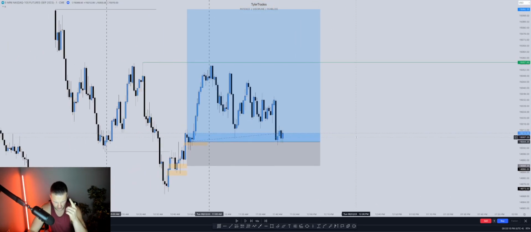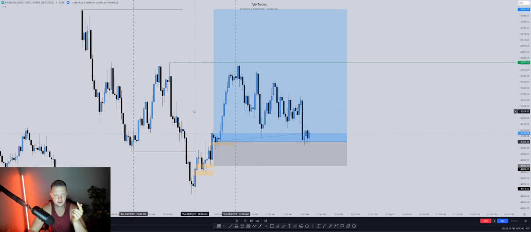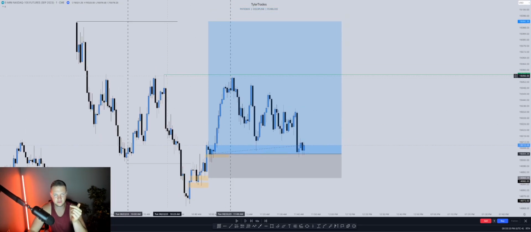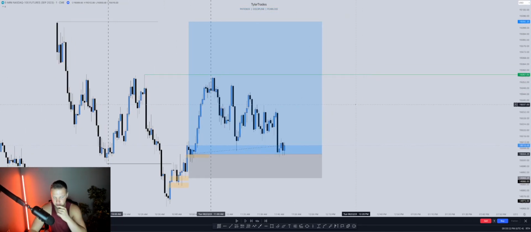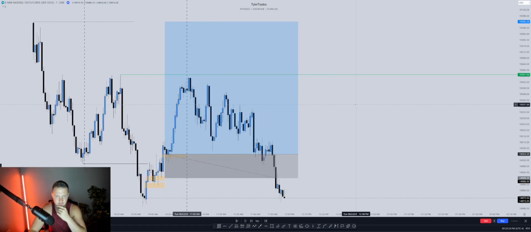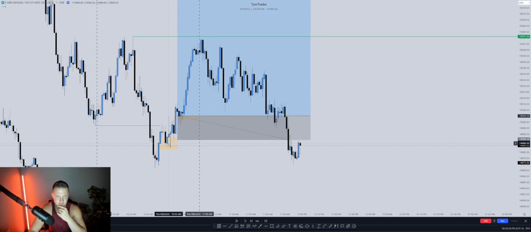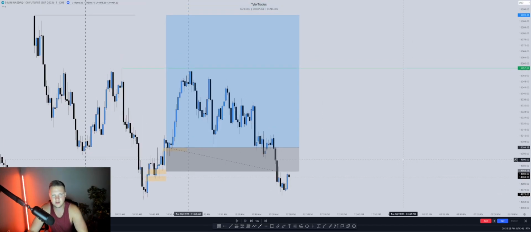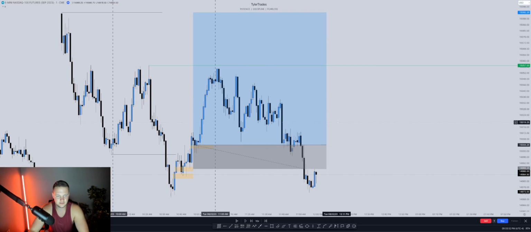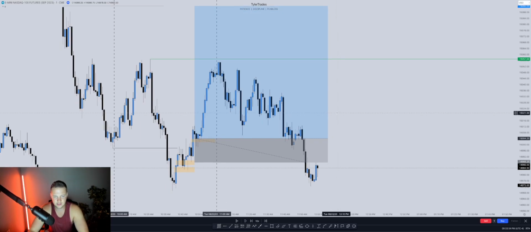So would have had one loss of minus 23 handles back here, and then this would have been a heartbreaker because that would have not been triggered in, and all of these levels did end up getting ran through. So yeah, I'm going to count that as one loss, minus 23 handles, and then a break-even trade here. So all good. Moving on to Wednesday, August 23rd.